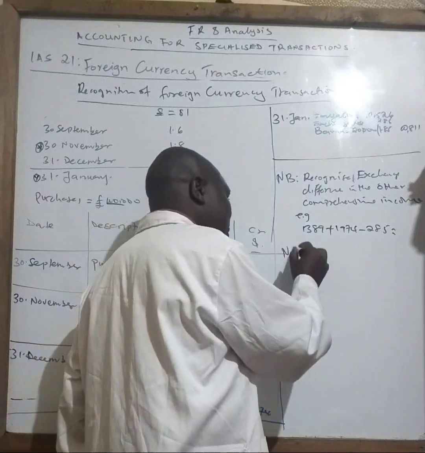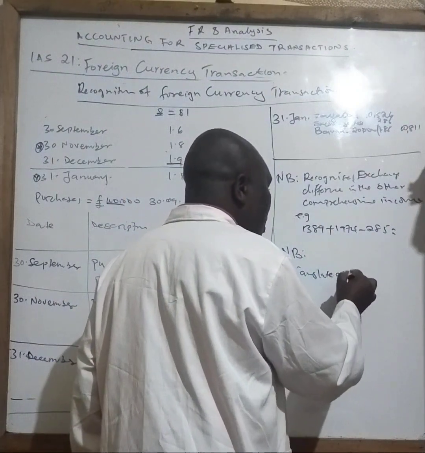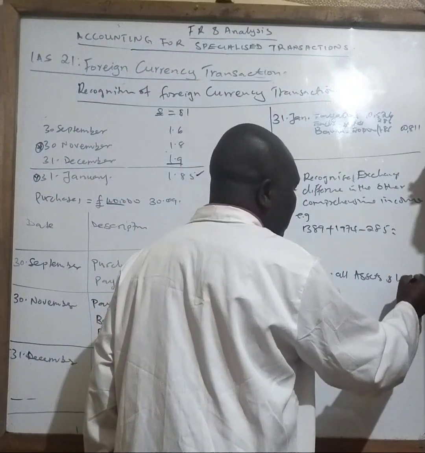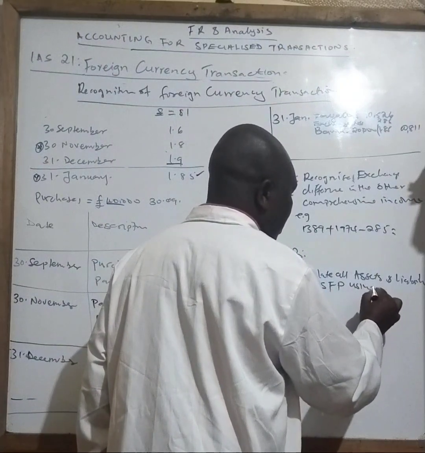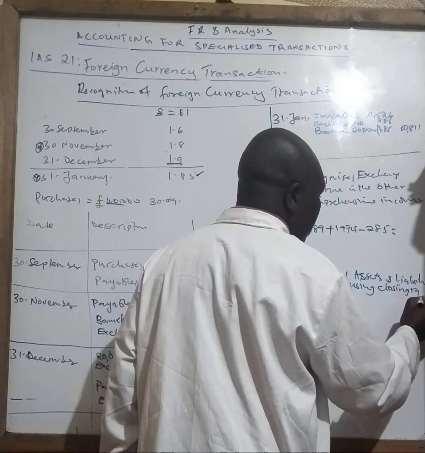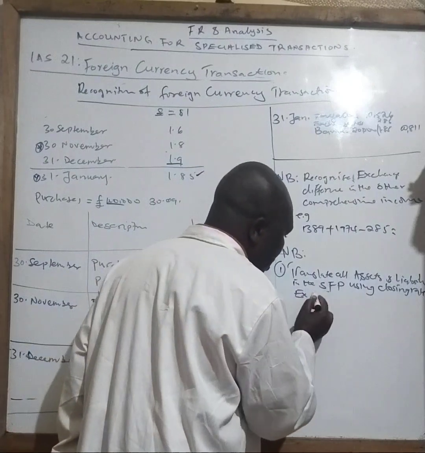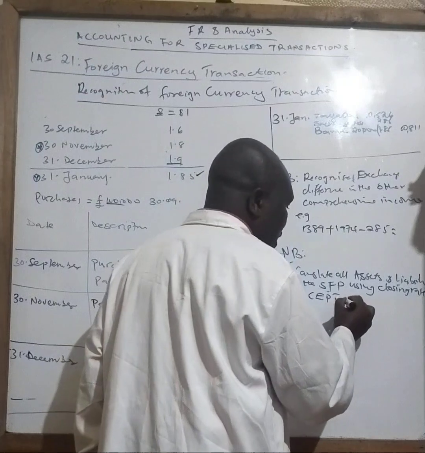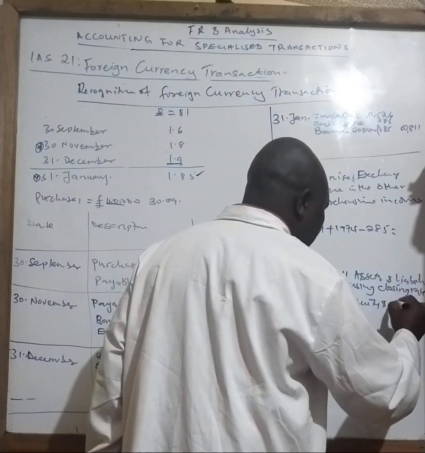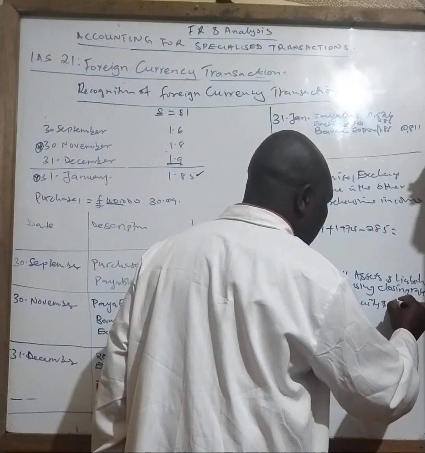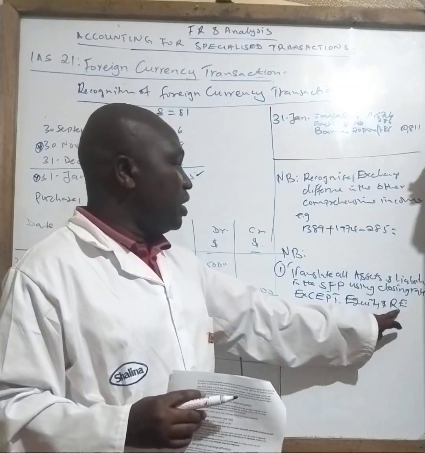Now, another NB. Number 1: translate all assets and liabilities in the statement of financial position using the closing rate, except, very important, except equity and retained earnings. Equity, I mean share capital, and retained earnings, the profits.